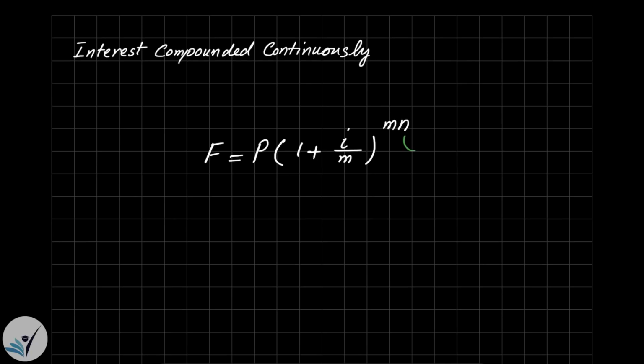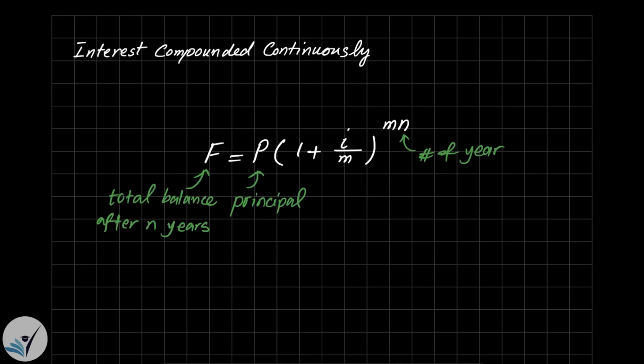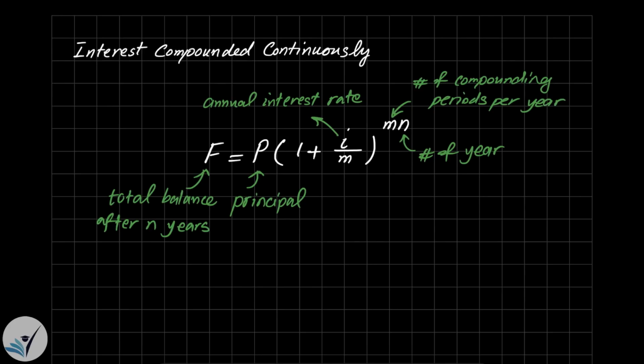In this equation, N was the number of years, P was the principal, F was the total balance after N years, I was the annual interest rate, M was the number of compounding periods per year, and the whole I over M ratio was the interest rate per compounding period.